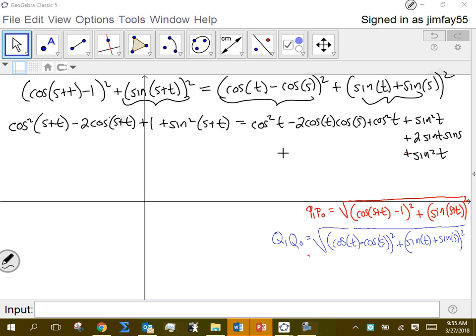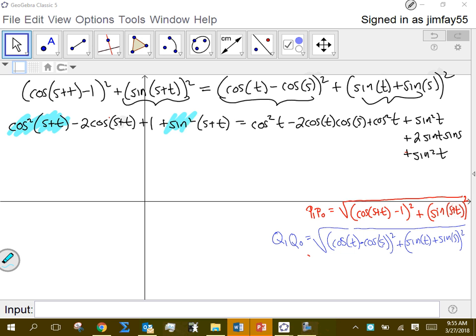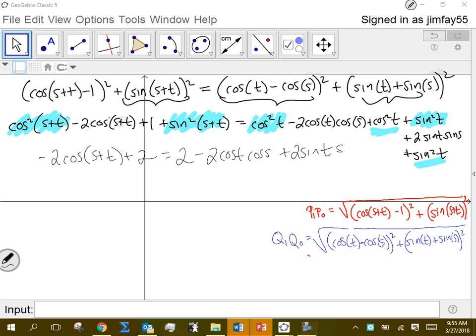We'll go through it and substitute here. What is that plus that? 1. So then the left-hand side turns into negative 2 cosine of s plus t plus 2. Okay. What is cosine squared t plus sine squared t? 1. Okay. What is that one plus that one? 2, right? So do I have a 2 over here? Minus 2 cosine t cosine s plus then 2 sine t sine s, right? What are these twos going to do? Cancel each other out. Additive inverses, right?